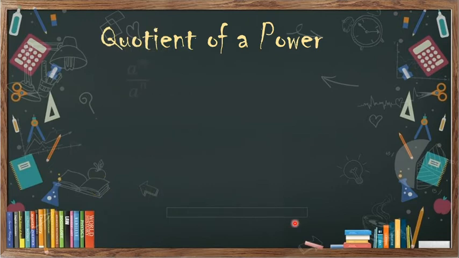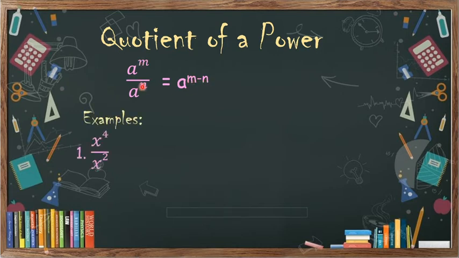So let's apply the quotient of a power. We have here a raised to m divided by a raised to n. That is a raised to m minus n. Just subtract their exponents. Example, x to the 4th power divided by x squared. So we just subtract 4 and 2, we get x squared.